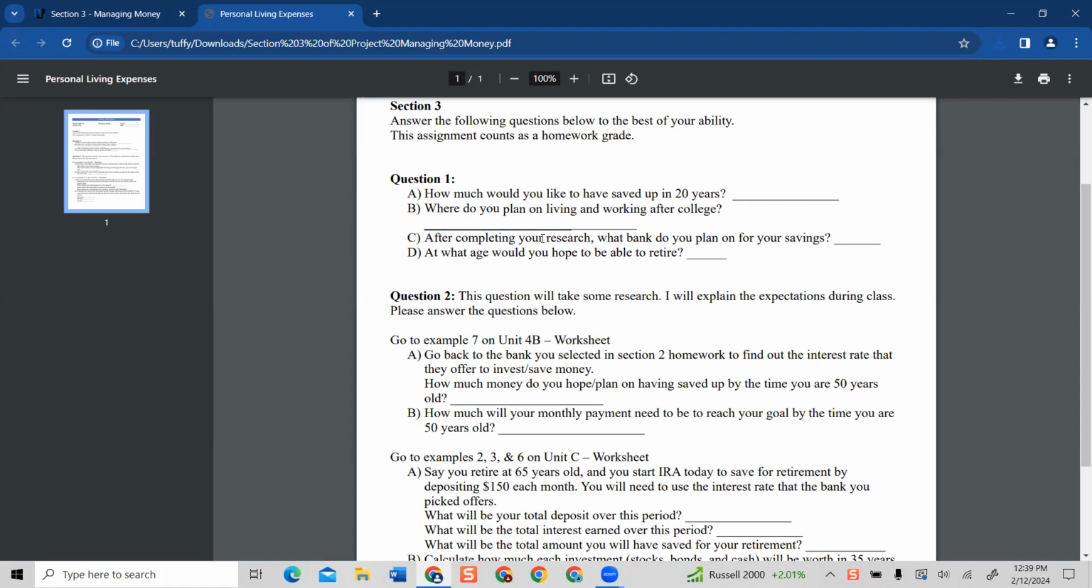After you complete your research, I want you to put the bank that you selected in section 2, the bank that you do want to have. And if you're not happy with that bank, you can search for another bank. It's always good to make sure the bank that you pick is the one in your best interest. So where do you plan on having your savings at? So you're going to put that bank there.